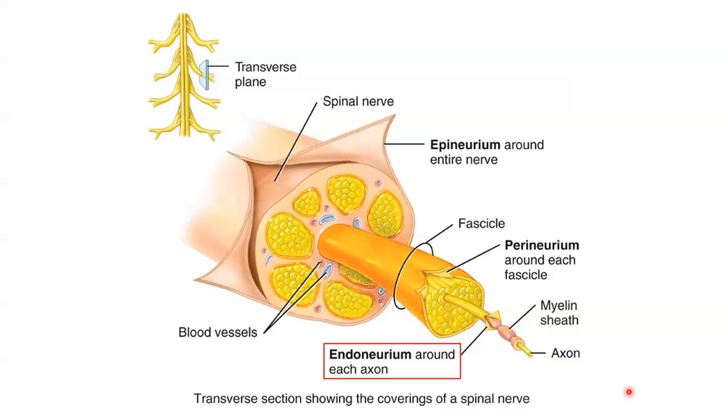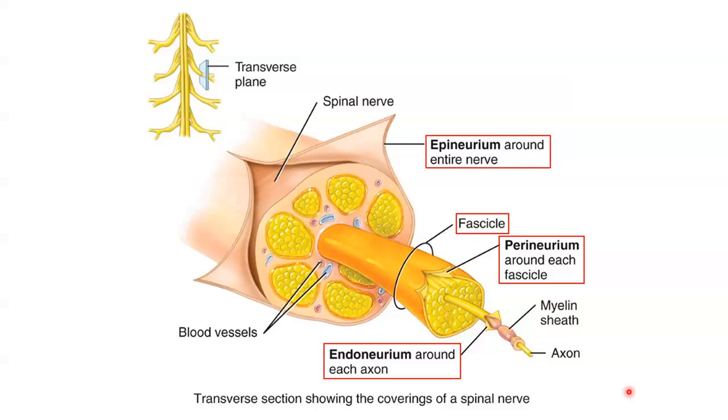Groups of axons and their surrounding endoneurium are then held together in bundles called fascicles. Each fascicle is then wrapped in a perineurium, which is our middle layer of connective tissue. So the perineurium is a bit of a thicker layer of connective tissue, which consists of up to 15 layers of fibroblasts within a network of collagen fibres. The outermost layer of connective tissue surrounding the entire nerve is then called the epineurium. It consists of fibroblasts and thick collagen fibres.